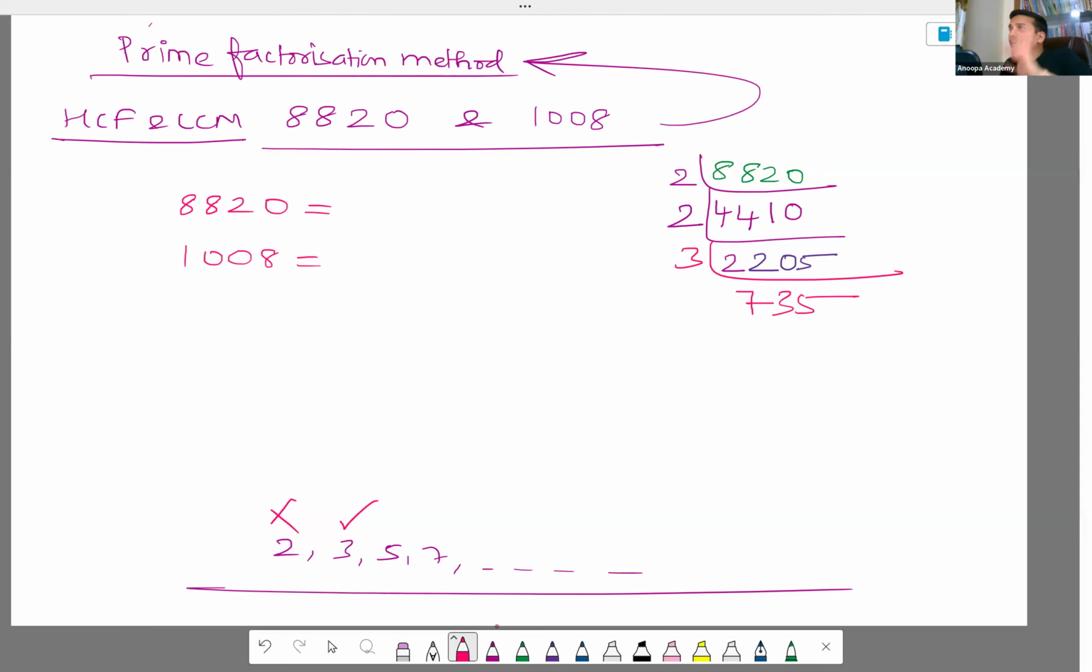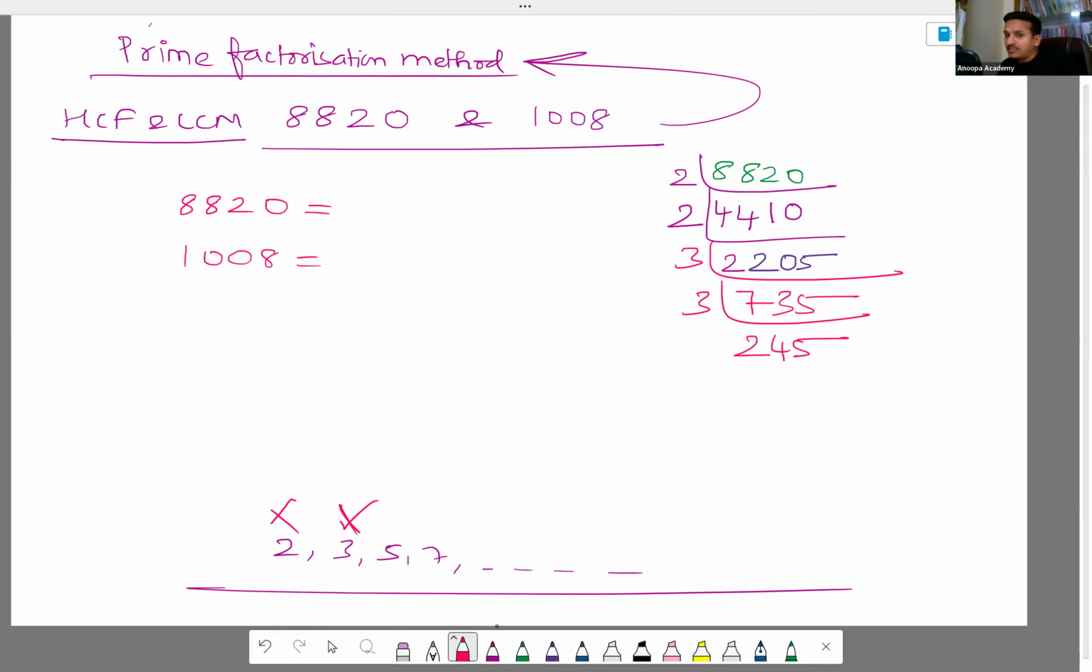Next, check with 3 again. So 7 plus 3, 10. 10 plus 5, 15. We can do with 3 again. So 3 twos are 6, 3 fours are 12, and 3 fives are 15. Clear? Don't check with 2 again because 2 is gone. Once it is not divisible, later also it will not be divisible. So check with 3 again. So 2 plus 4, 6 plus 5, 11. So 3 is not possible now.